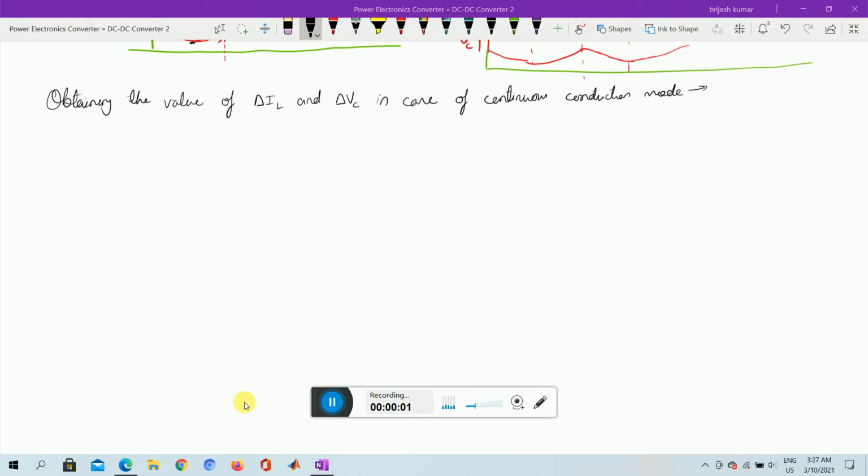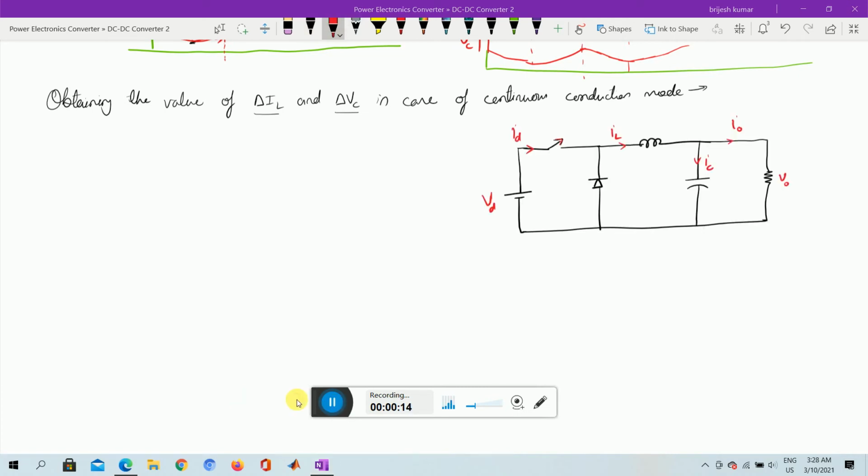In this video, we will try to get the value of delta IL, delta VC in case of continuous conduction mode. Let us draw the diagram. So this is the expression we have, the diagram we have. We have a freewheeling diode, and the inductor and capacitor.